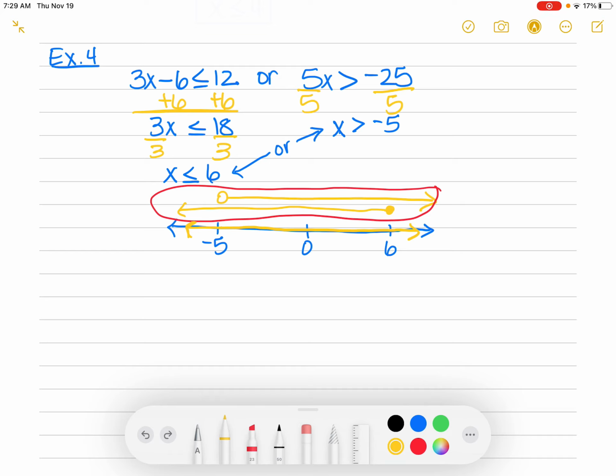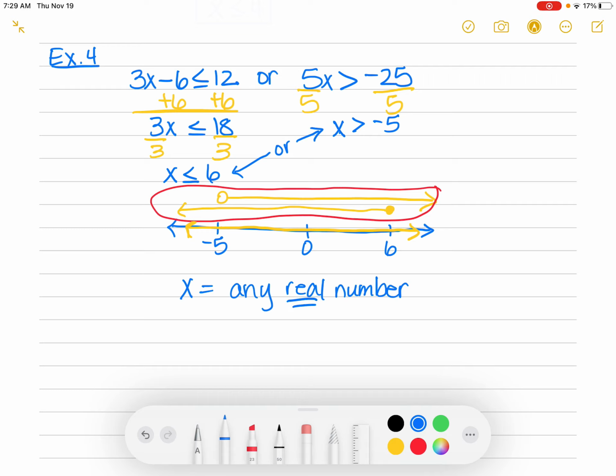So what would that mean for my answer? It means both of these are working, but I'm not going to write both of them as my answer because my line is covering my entire number line. That means my answer is going to be any number. So x equals any real number, or you could just put any number.